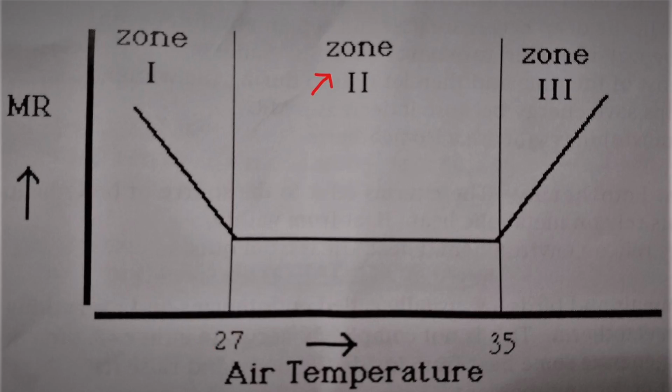Next up, we have Zone 2, also known as the zone of physical regulation or the thermoneutral zone. In this zone, your body is able to keep a constant metabolic rate while the air temperature changes. The typical temperature range that your body has to be at in order to be in this zone is between 27 and 35 degrees Celsius.